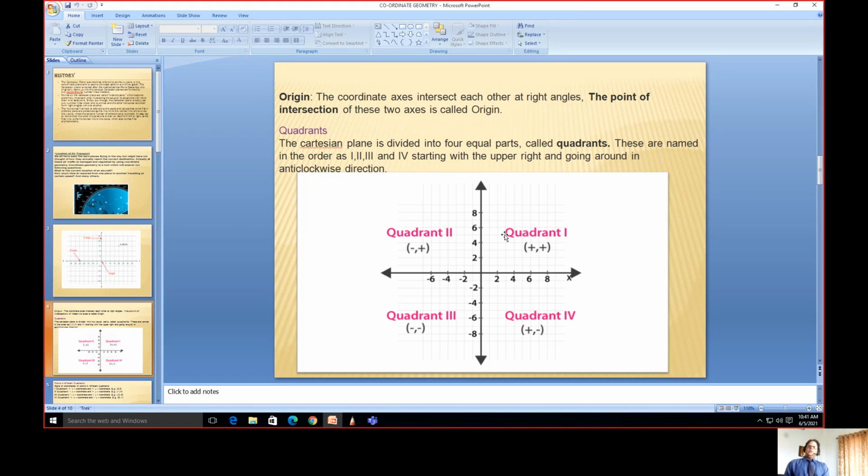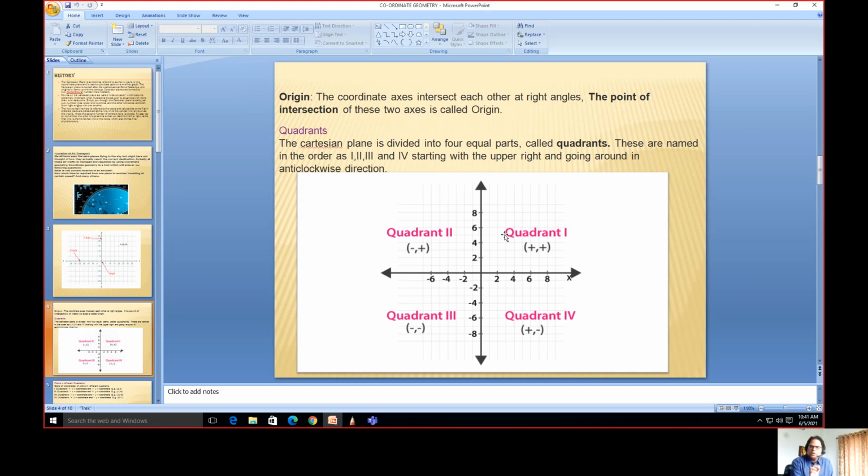Now the point which you have to keep in mind is, in the first quadrant, x is positive, y is positive. In the second quadrant, x is negative, y is positive. In the third quadrant, x is negative, y is negative. And in the fourth quadrant, x is positive and y is negative. It is clearly seen on the screen.